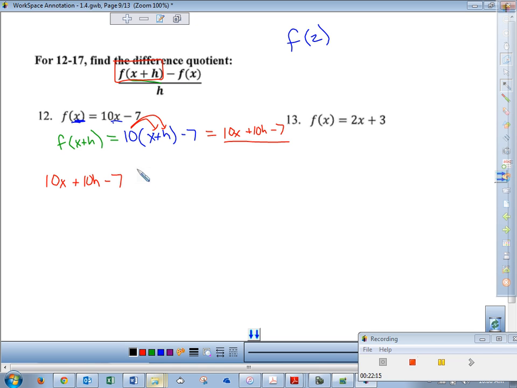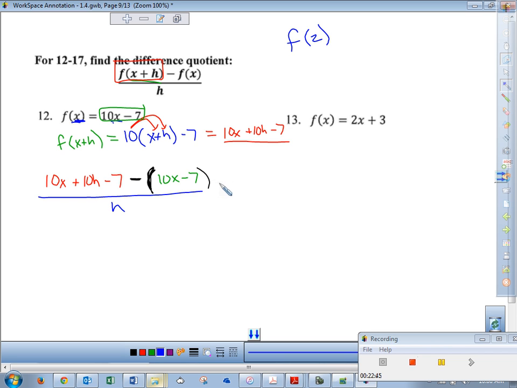Then I have minus. And here's the real trick. You have to put the next entire function in parentheses. F of x, this guy right here, 10x minus 7. And then to finalize it all, it's all over h, which we don't know what h is, and you'll never know what h is. It's going to be a part of your answer most of the time. So far on my setup, cool with what I did?